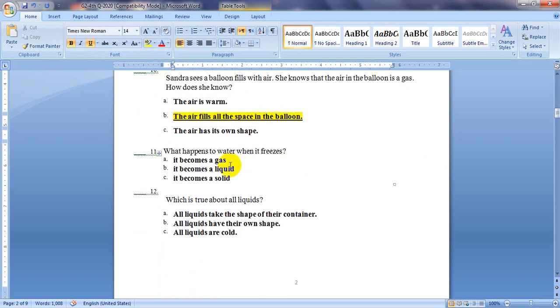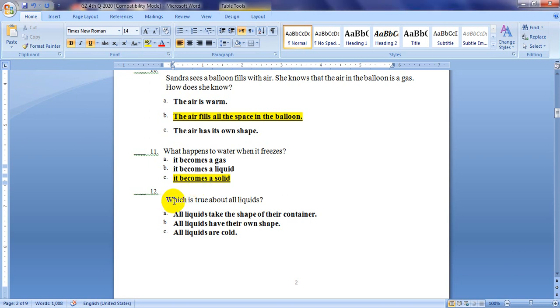11. What happens to water when it freezes? Water freezes. It becomes a gas, it becomes a liquid, or it becomes a solid. The liquid will become a solid when you freeze it. So it will be letter C.